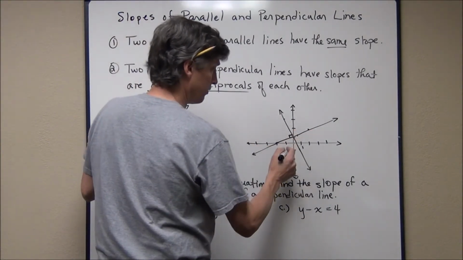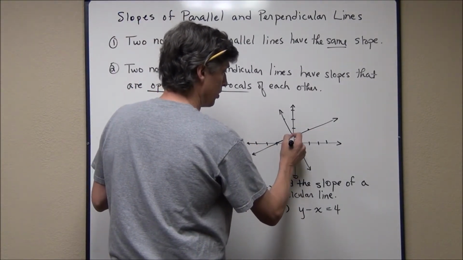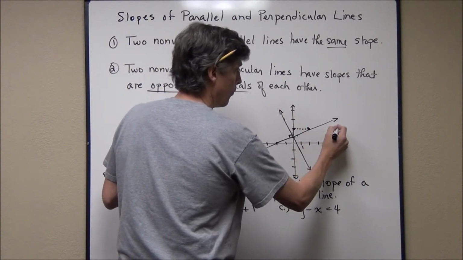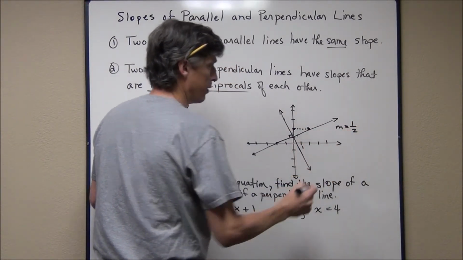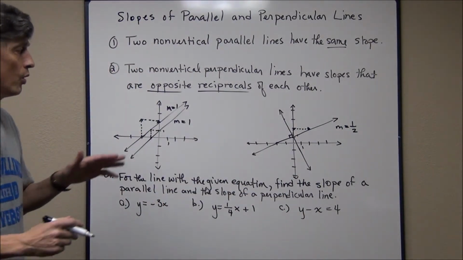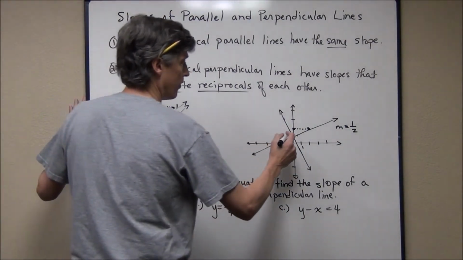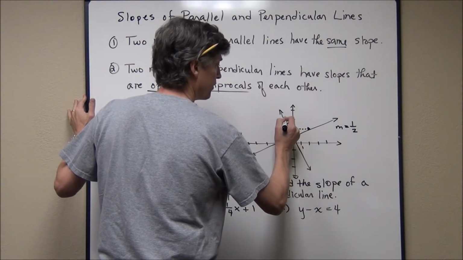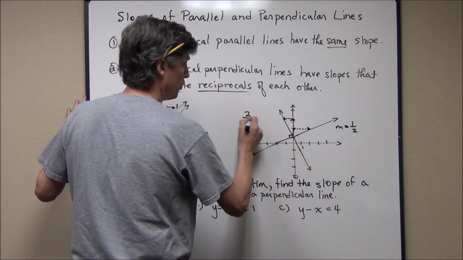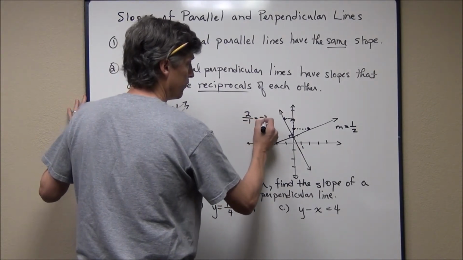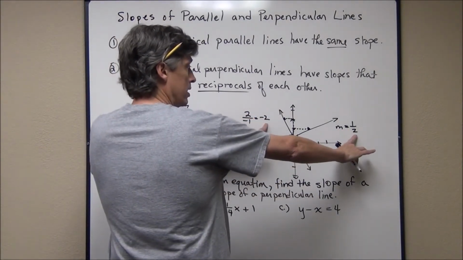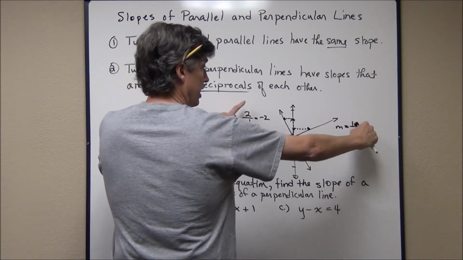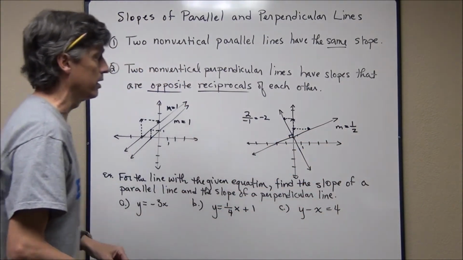For the positive slope, I tried to draw this so it looks like it goes up 1, to the right 2. Up 1, to the right 2. That would have slope positive 1/2. Whereas with the second line, I tried to draw this so that I would go from here up 2 to the left 1. Up 2 to the left 1, that's negative 2. These are opposite. You see they have opposite signs, and they are reciprocals of one another. You see how the numerator and the denominator are switched around.